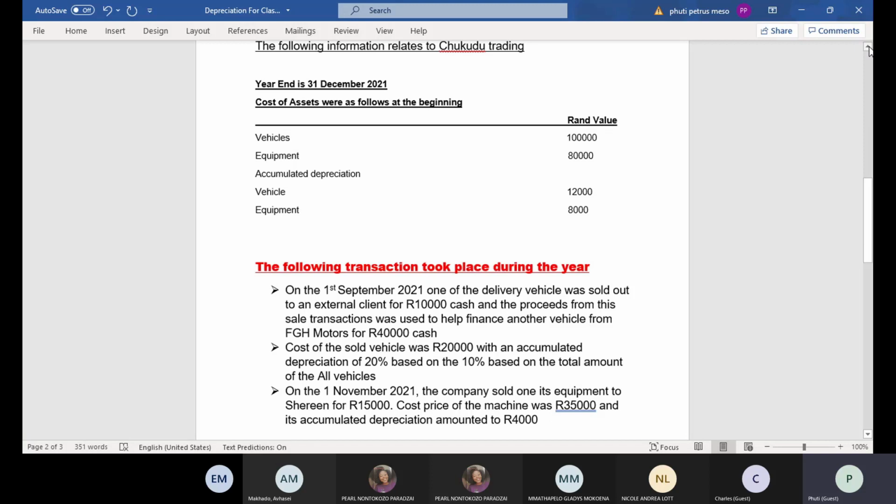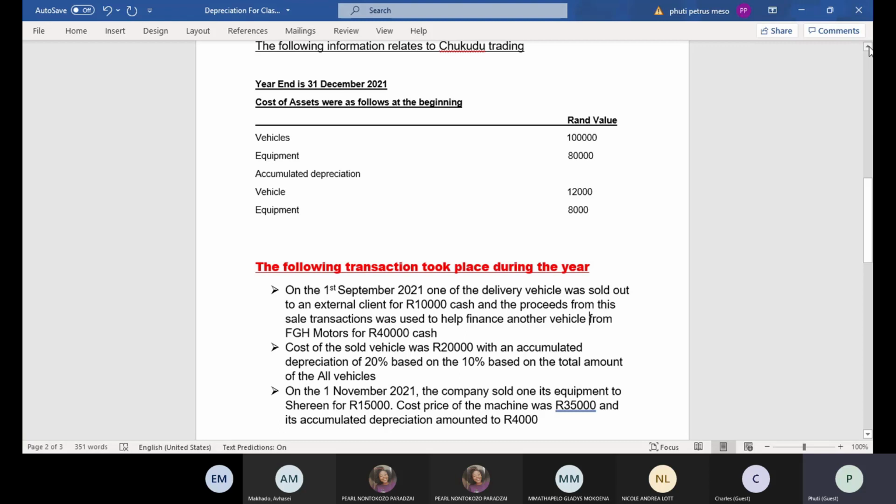It further says that the following transactions took place during the year. On the 1st of September 2021, one of the delivery vehicles was sold to an external client for 10,000 Rand cash. The proceeds from this sale were used to help finance another vehicle from FGH Motors for 40,000 Rand cash. The cost of the sold vehicle was 20,000 Rand, and its accumulated depreciation was 20%, based on 10% of the total amount of all the vehicles.